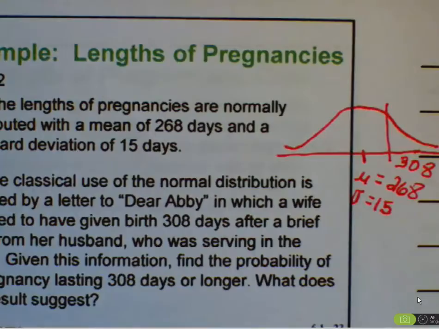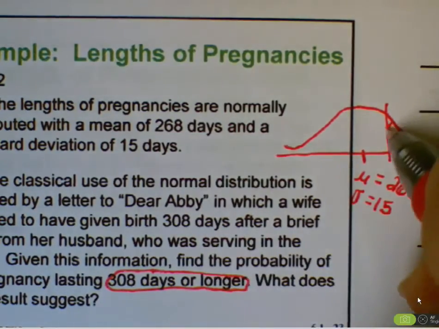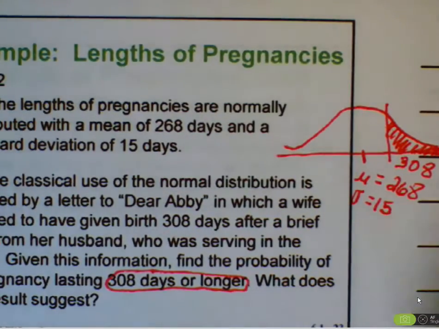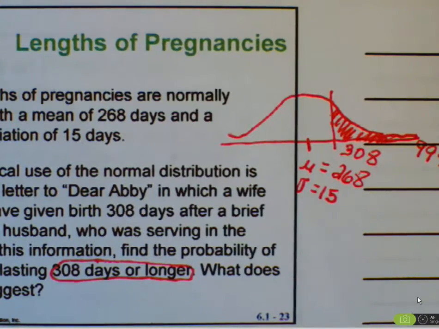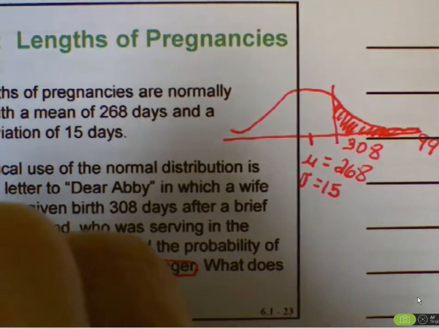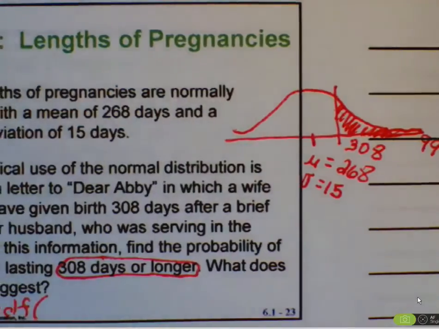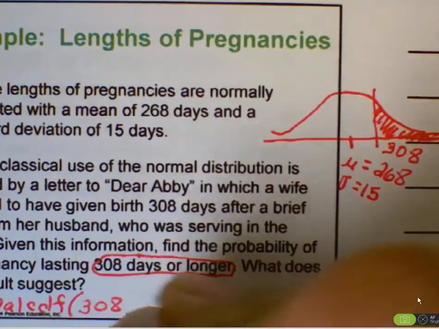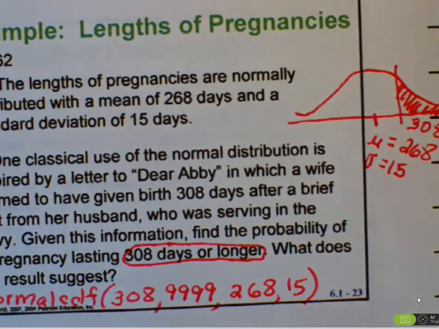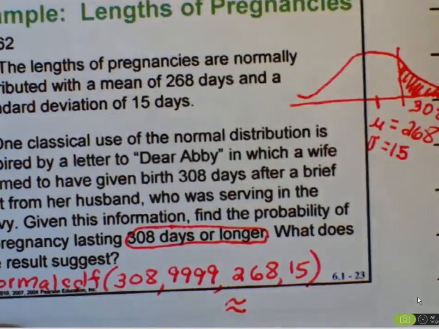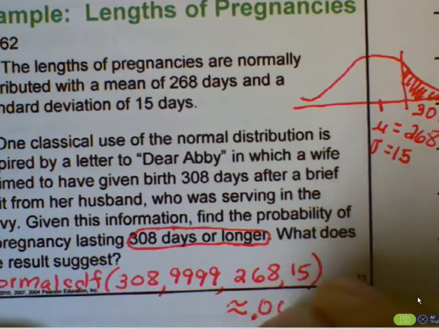And we're looking for the probability that a pregnancy lasts that or longer, which tells us to shade to the right. And whenever we've shaded to the right, we've used positive 9,999 as our right boundary. Since I'm looking for a probability, I use normal CDF, not inverse norm. And I have to enter the left boundary, which is 308, the right boundary, which is 9,999, the mean, and the standard deviation. Rounded to 4 decimal places, I got that to be 0.0038.